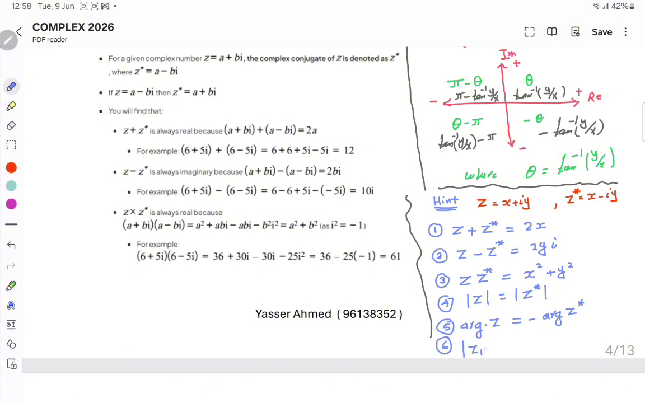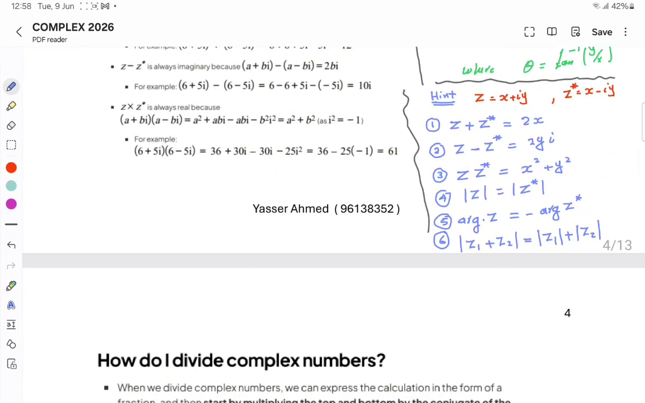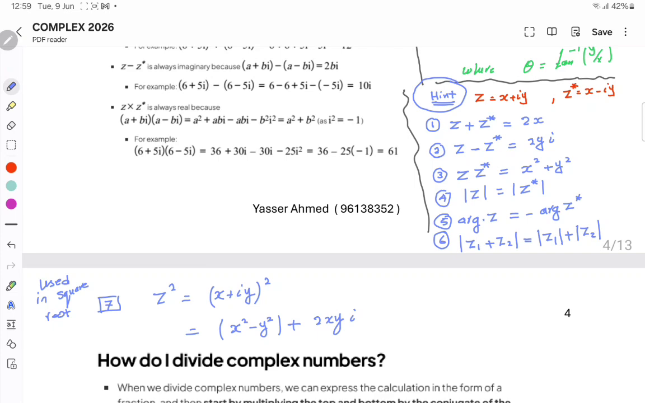Finally, the modulus of z1 times z2 equals the modulus of the first one times the modulus of the second one. It's very important, you need to use it in tricky questions. And also don't forget, and that is the most important because it's used in square roots, the complex number squared, x plus iy all squared, is equal to the real part x squared minus y squared, plus 2xy times i. If you memorize all of this, you won't have any trick inside complex numbers.